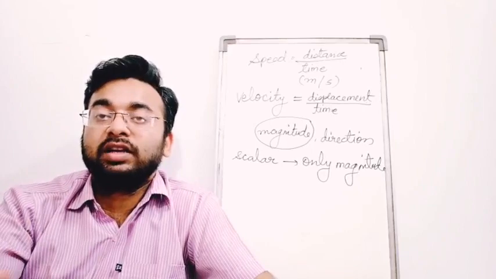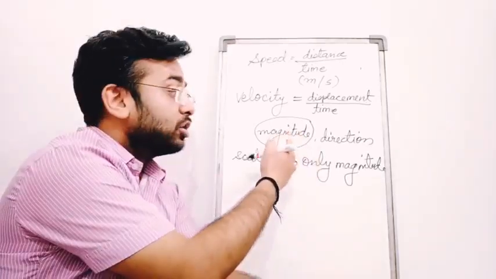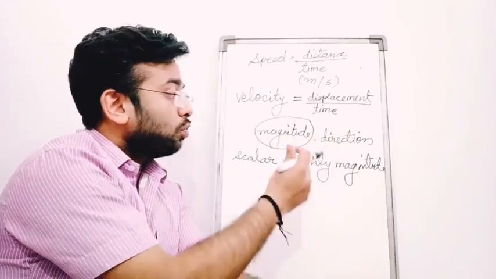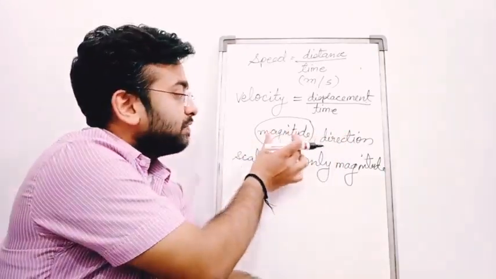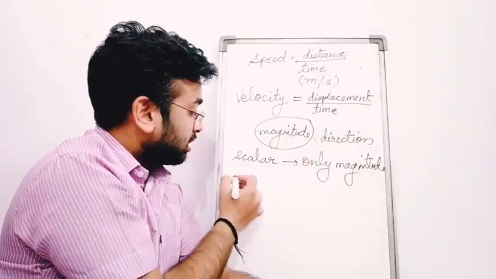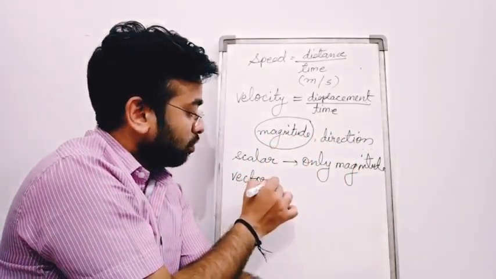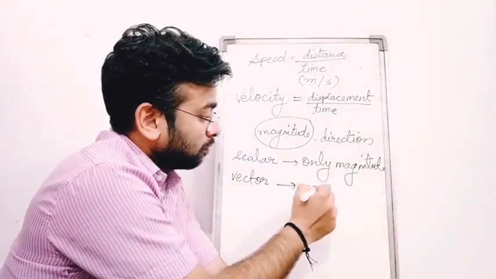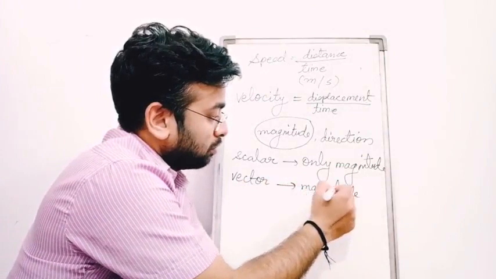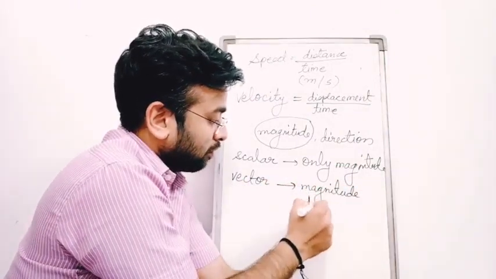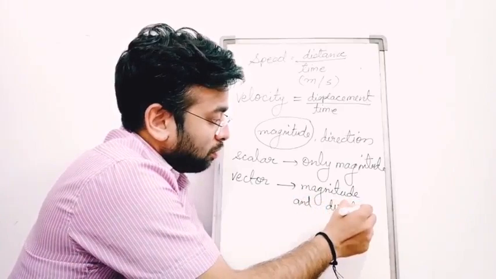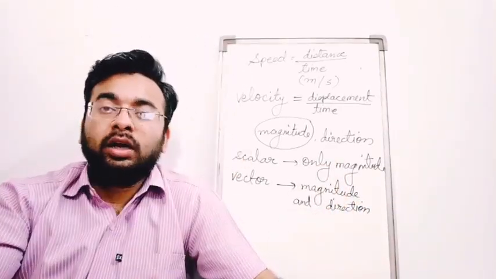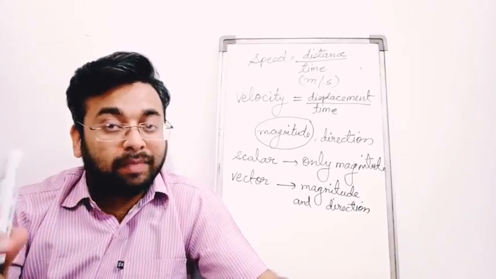In which direction he is traveling, this specifies not only the magnitude, but also the direction of motion. So the value which specifies the magnitude along with the direction is termed as vector, or also known as vector quantity, which has magnitude and direction both, right?